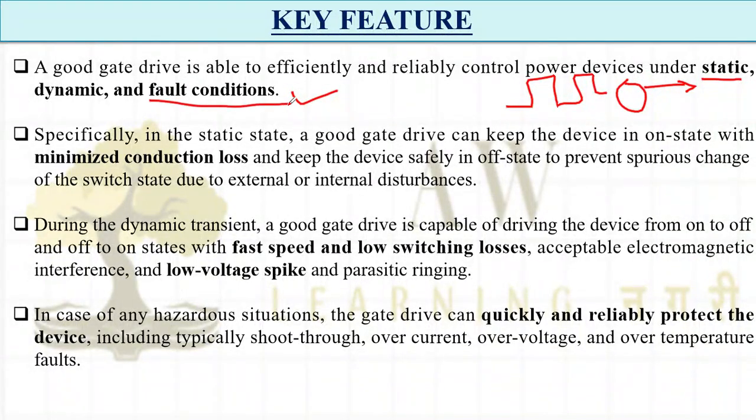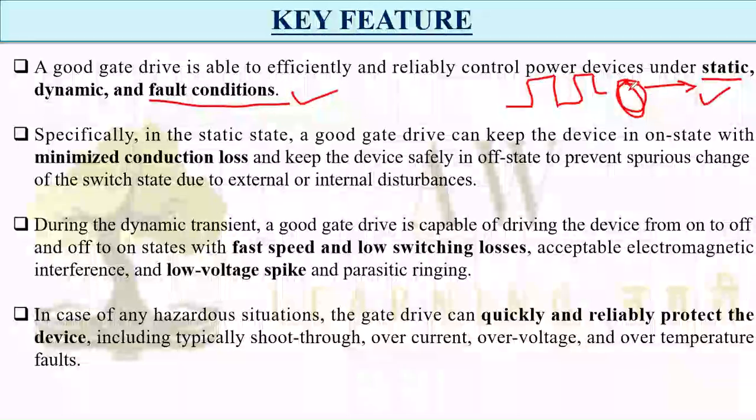Similarly, if a fault happens, then the system should stop by itself, because when a fault condition is happening, the circuit should be turned off. And how can you turn off the circuit? By not giving the pulses to the switches. As the pulses are not given to the switches, my circuit will be in the off state. So that is the case.